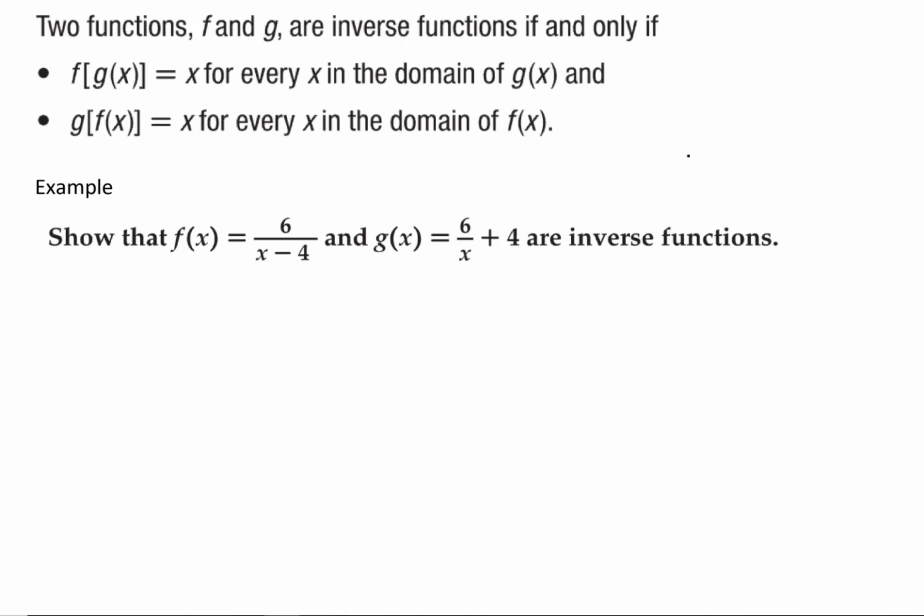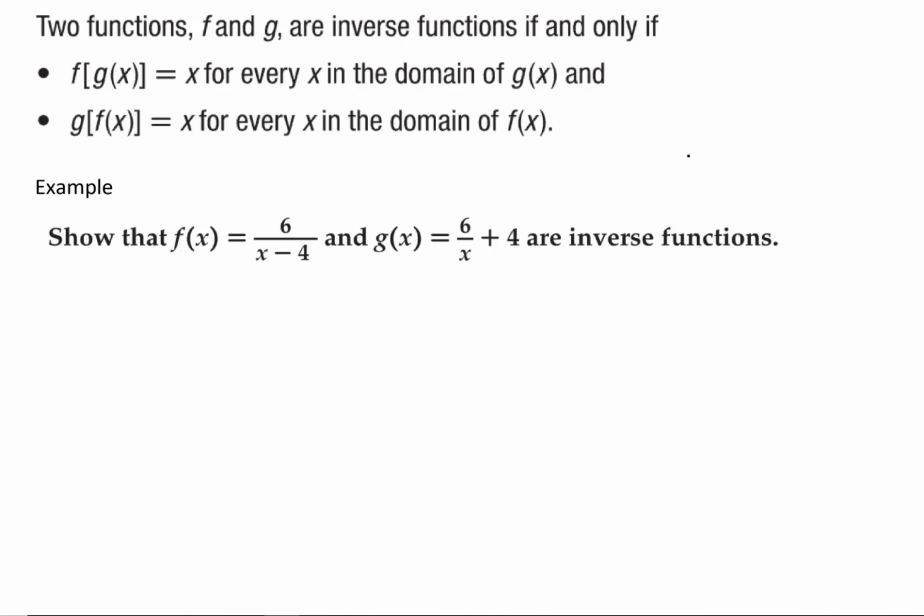We can use composition to determine if two functions are inverses of each other. When we find an inverse, we switch x and y and solve for y. Really, inverses are reflections about the line y equals x. That's why we're able to swap x and y.